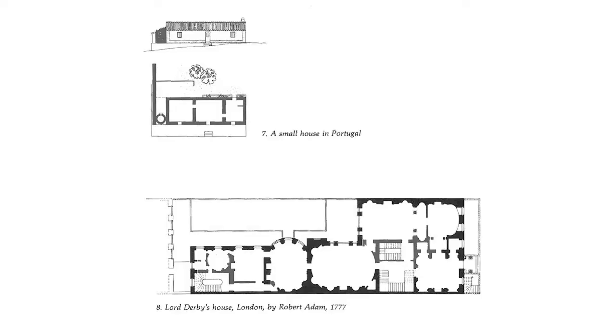Examples the authors give. Category number 1 was rooms linked. So they give an example of a small house in Portugal with 3 rooms in a row, or a more intricate example of a house in London by Robert Adam. Then there's rooms bunched, where all the rooms needed are shoved together. Again, a house in Portugal and 2 houses in Japan, where this bunching together of rooms is a recurring principle.